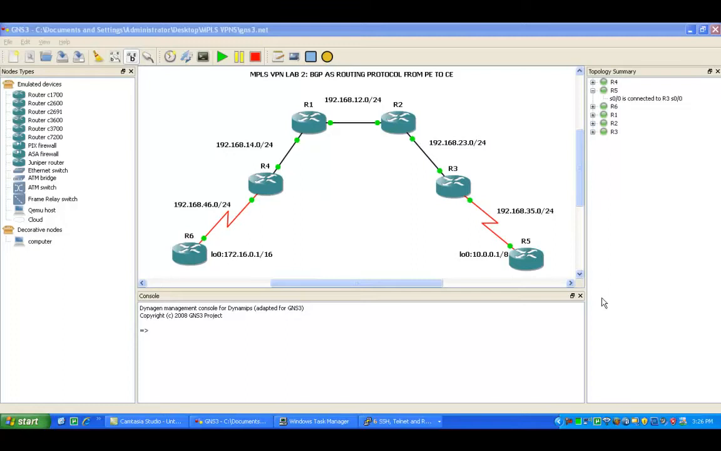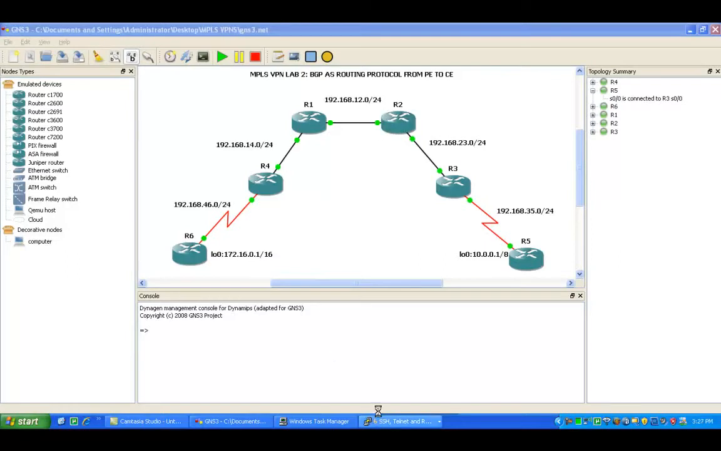Specifically within MPLS VPNs, in this lab, we are going to be configuring BGP, Border Gateway Protocol, as the routing protocol from the provider edge to the customer edge. In this diagram, router 4 and router 3 are at the provider edge, and router 6 and router 5 are at the customer edge. Routers 1 and 2 are in the MPLS backbone, and we will not be configuring any protocols on them except for MPLS and, of course, the interior gateway protocol for our service provider.